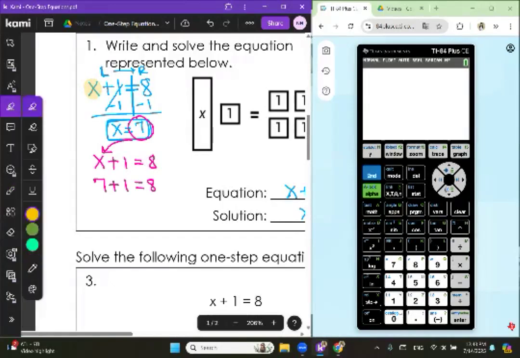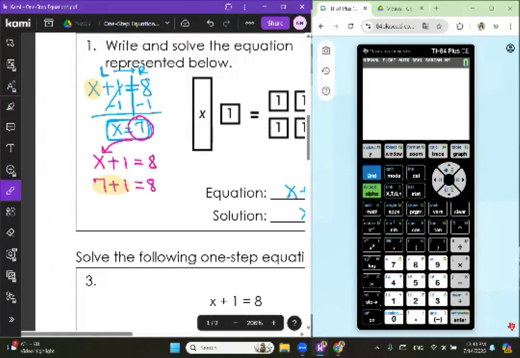Now, when I work this side out mathematically, 7 plus 1 is 8. 8 equals 8 is a true statement, meaning that we did find the correct answer. And we're not going to do this with every equation. This is just one way to show you how to check your answers. Okay.